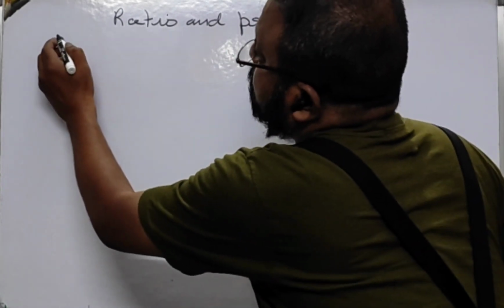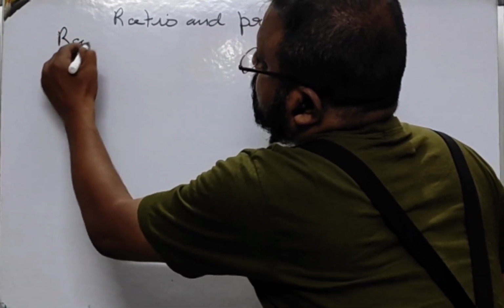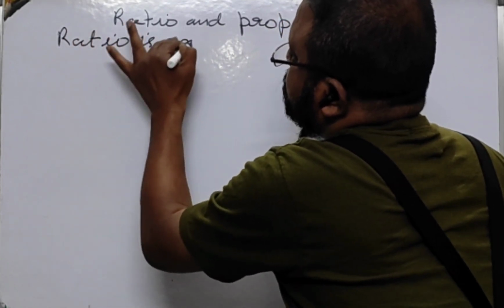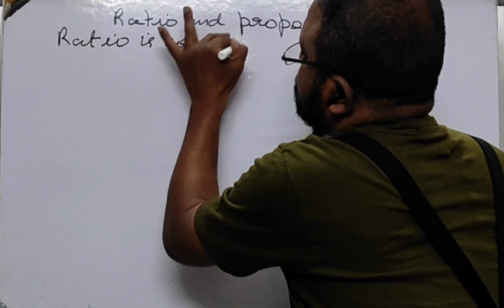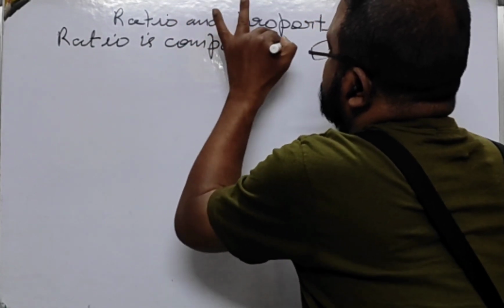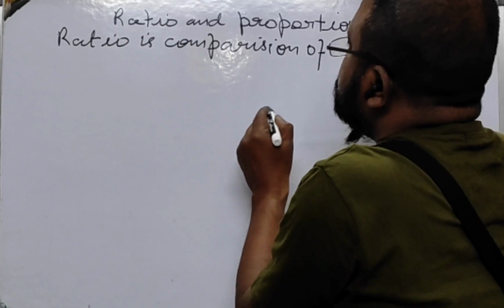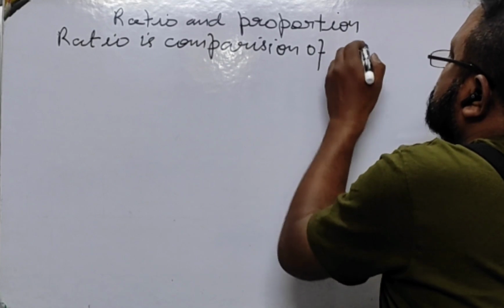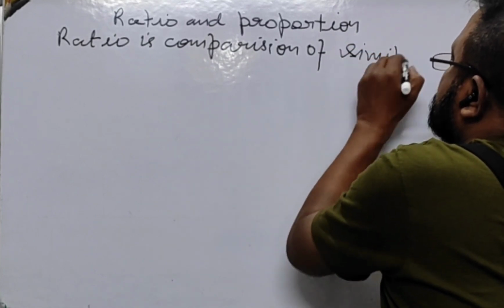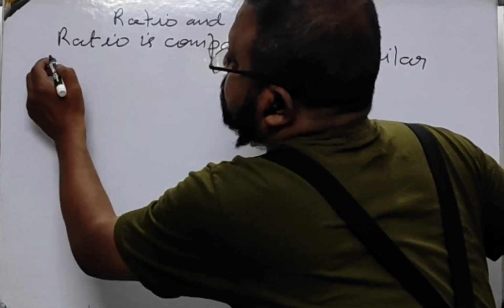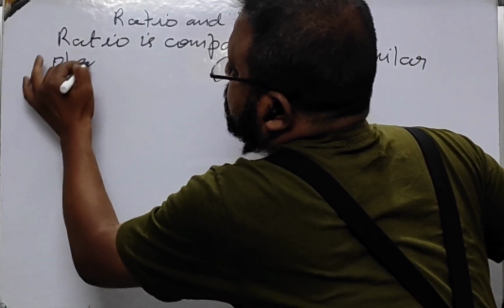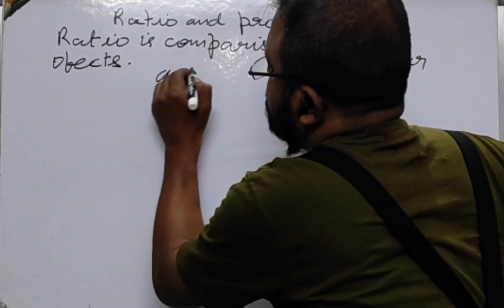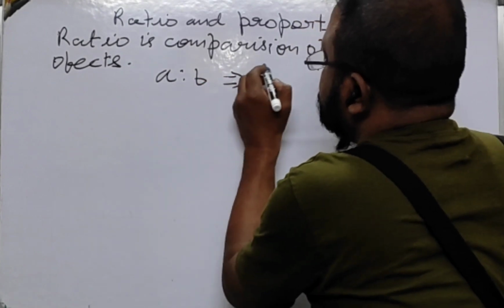Ratio is what? Ratio is comparison of similar objects. Fine. Similar objects. So A ratio B can be written as A upon B.